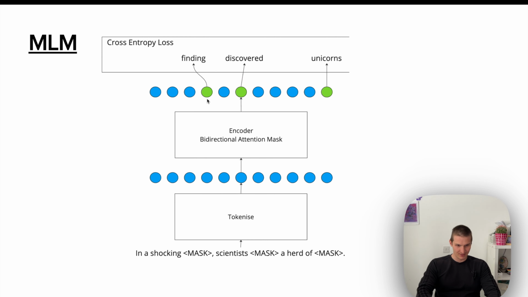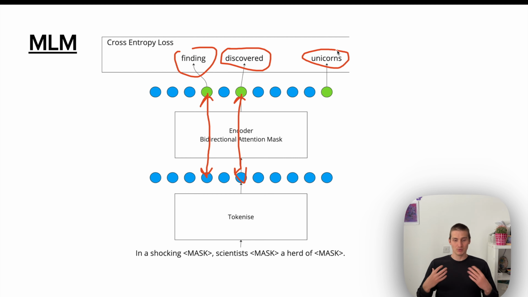And so you can roughly say that this token corresponds to this output and so on. And so some of them do correspond to the initial tokens that were masked. And we connect them to the loss, saying that these were the words that we were supposed to restore. And we just perform simple cross-entropy loss.